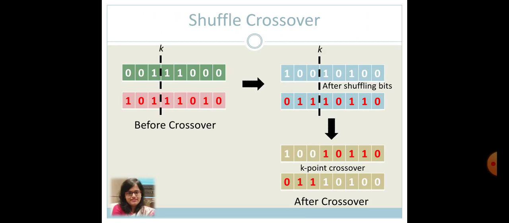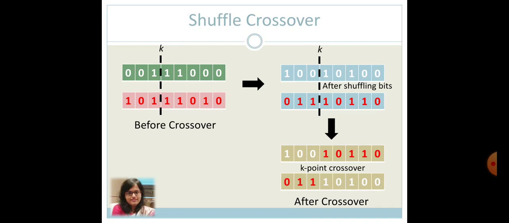Next we have come to the shuffle crossover. In the shuffle crossover, from the parent gene, first we need to do the shuffling. But shuffling will be based on the crossover point. That is, the values present at the left side of the crossover point for any parent gene will be shuffled among them, and the values present at the right side for one particular parent gene, based on the crossover point, will be shuffled among them. You can check the shuffling. After the shuffling, based on the K point, the crossover is done.